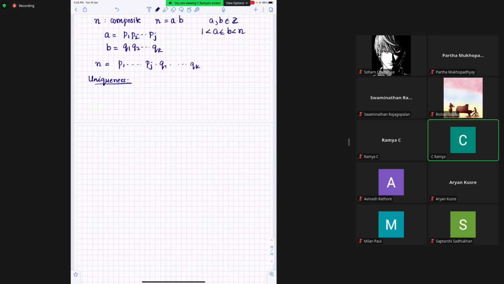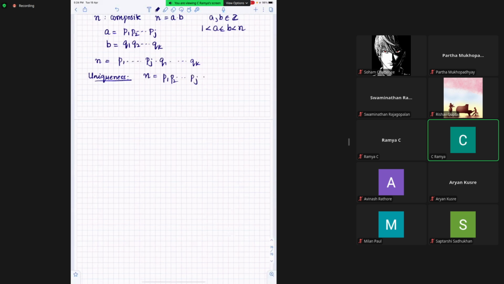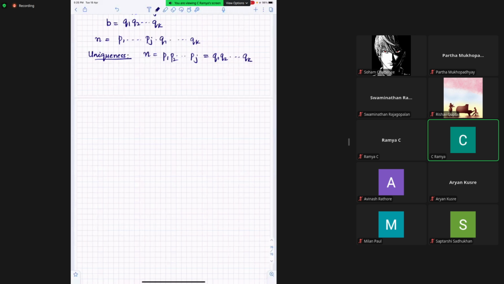So suppose n is an integer for which we have two prime factorizations. One is p1, p2 to pj. It's the same as q1, q2 to qk, where these are different factorizations. Right? The numbers of prime factors could be different. They could be different factors themselves, and so on. Now, when we know that there is a composite number for which two different factorizations exist, maybe there are several composite numbers that have this property. Let's take the smallest of them. Okay, so n is the smallest number for which two distinct factorizations exist.